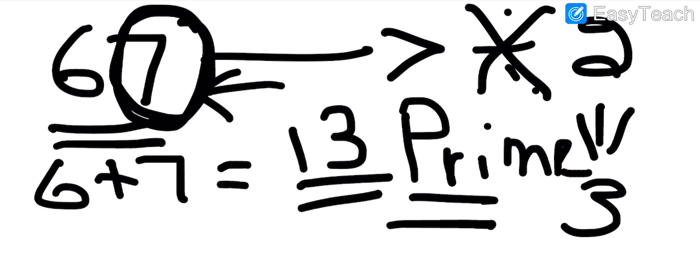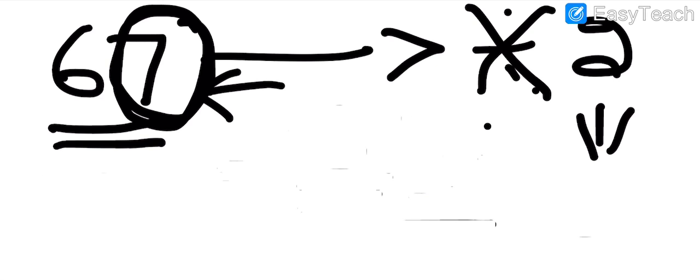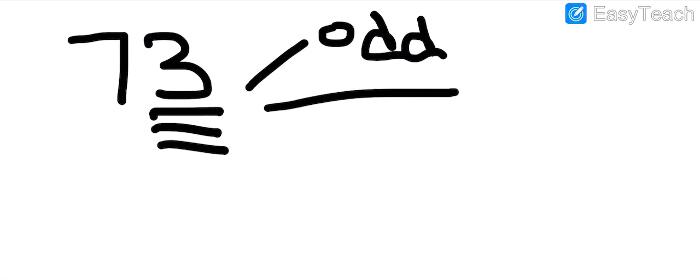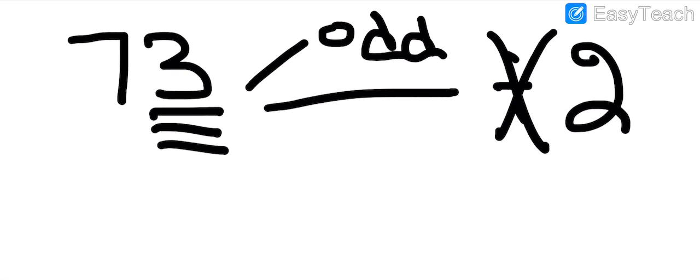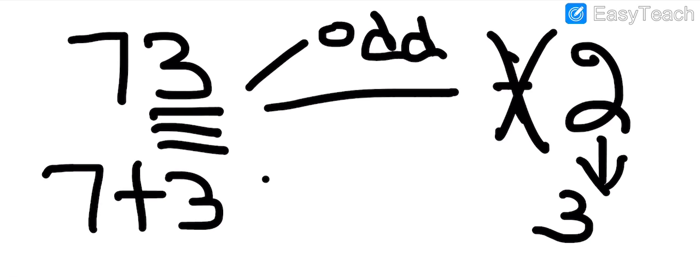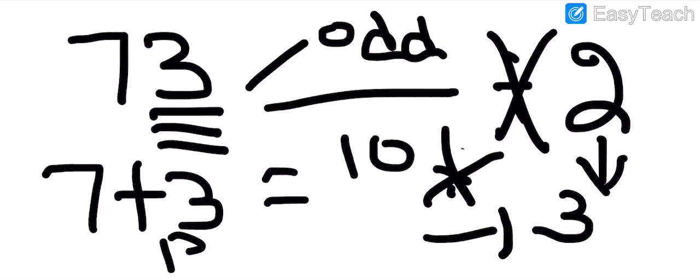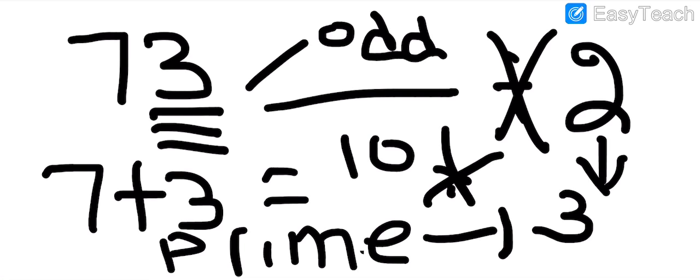Now, part C. We have 73. Again, 3 is an odd number, means it cannot be divided by 2. Moving on to 3. 7 plus 3 is equal to 10. Cannot be divided by 3. Means it's a prime number. Okay, it's a prime number.